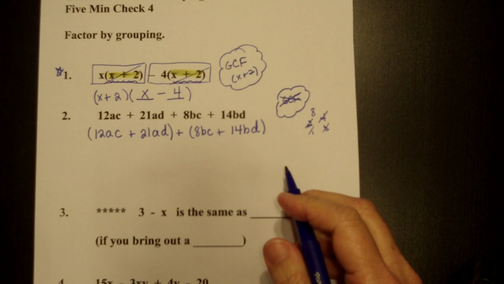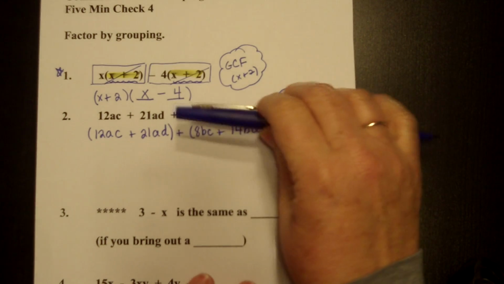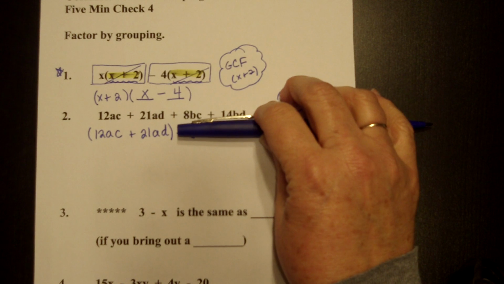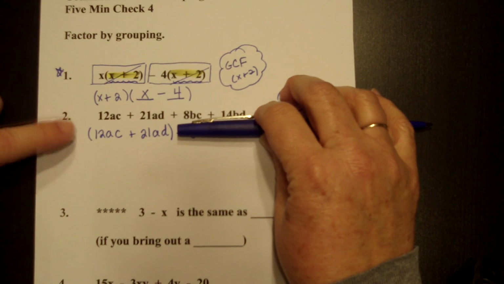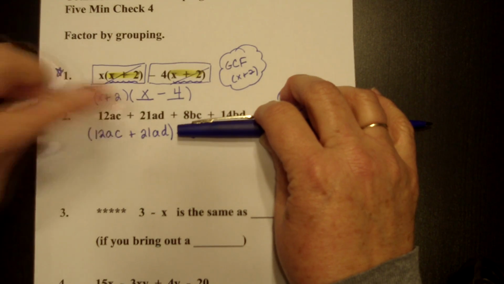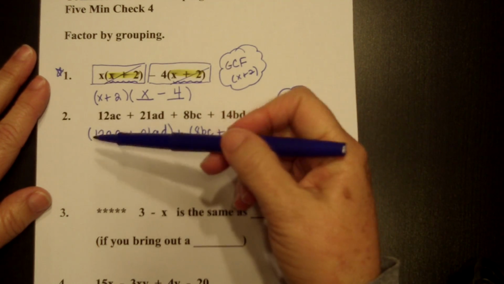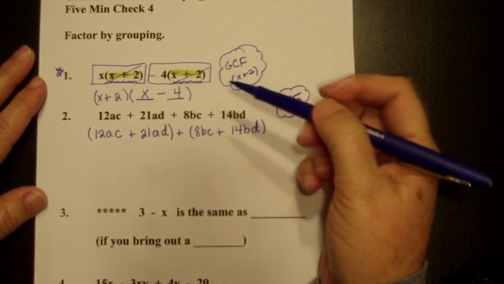All right, so we're going to look at this as 2 little problems, just like we finished on the other 5-minute checks that we did. So what would I look at here? I would look for the greatest common factor of 12 and 21. Okay, so you got to know what's the number that's going to go into 12 and go into 21.